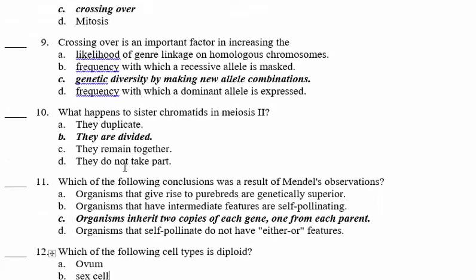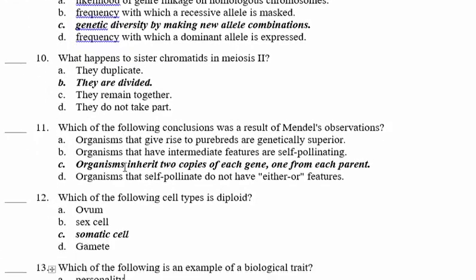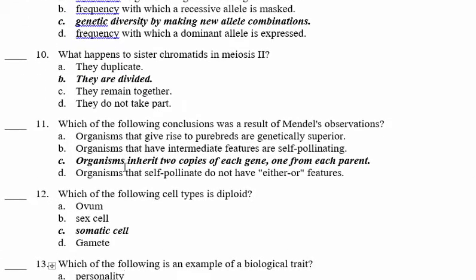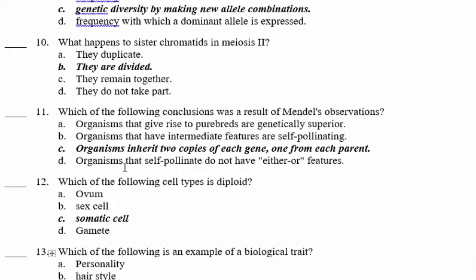Number 10. What happens to sister chromatids in meiosis II? In meiosis II, the chromatids are going to separate. They are divided. Which of the following conclusions was a result of Mendel's observations? When Mendel made all of these experiments, he got to this conclusion: the organisms inherit 2 copies of each gene, one from each parent.